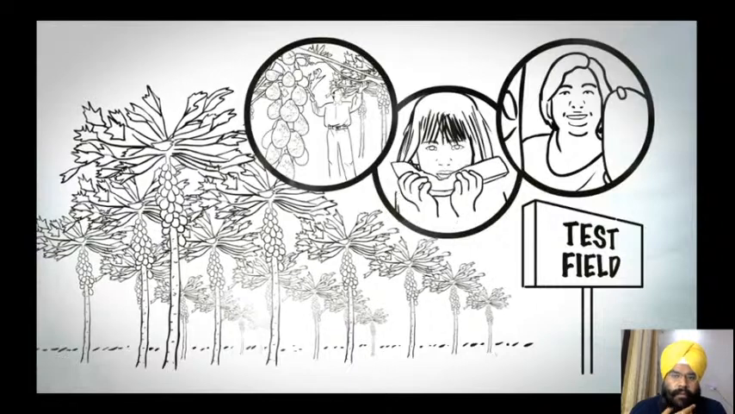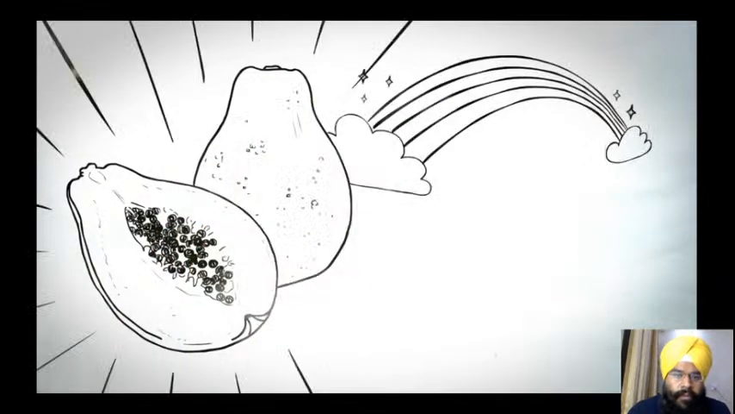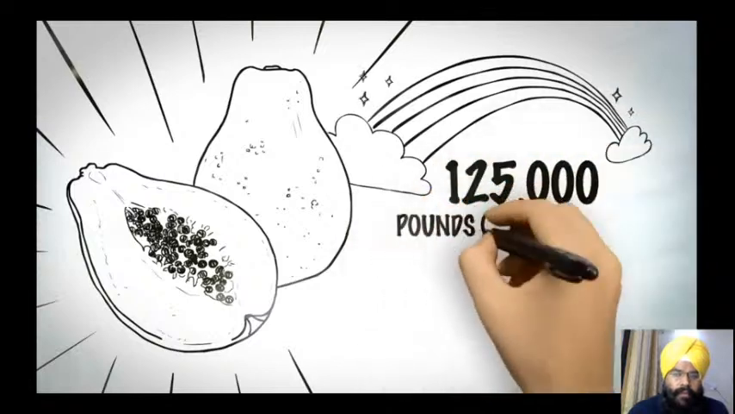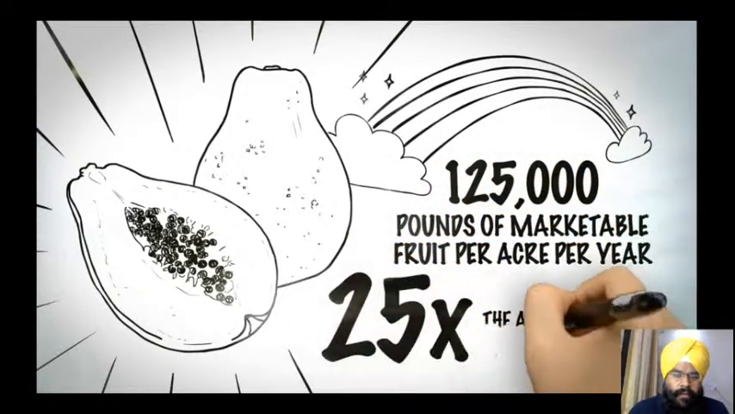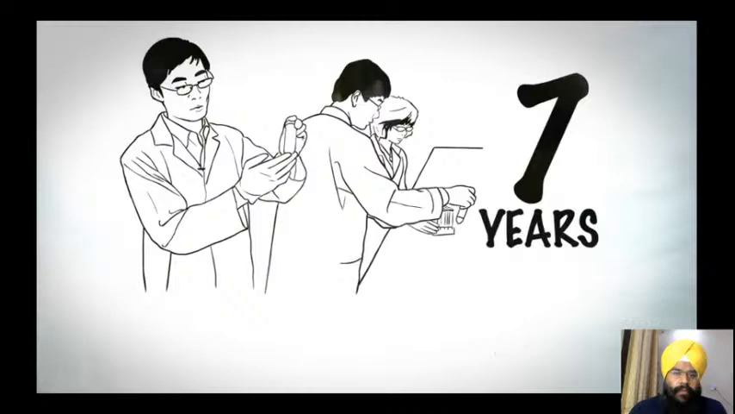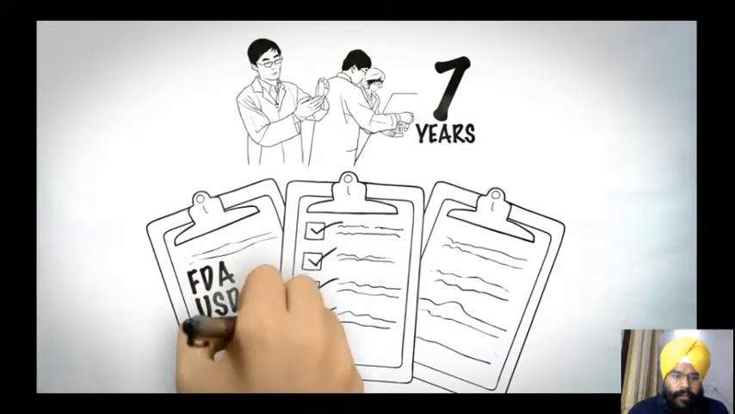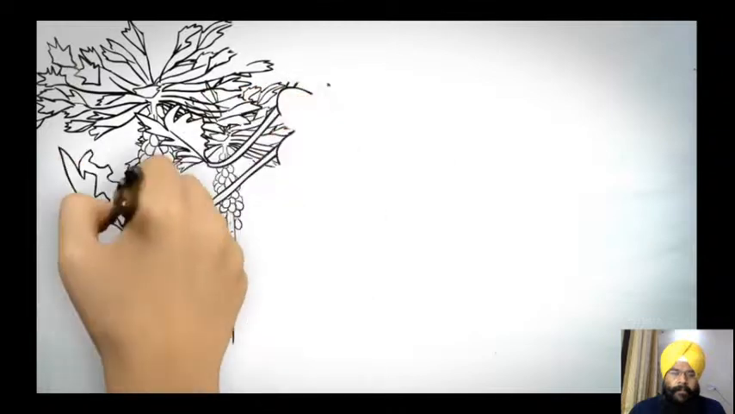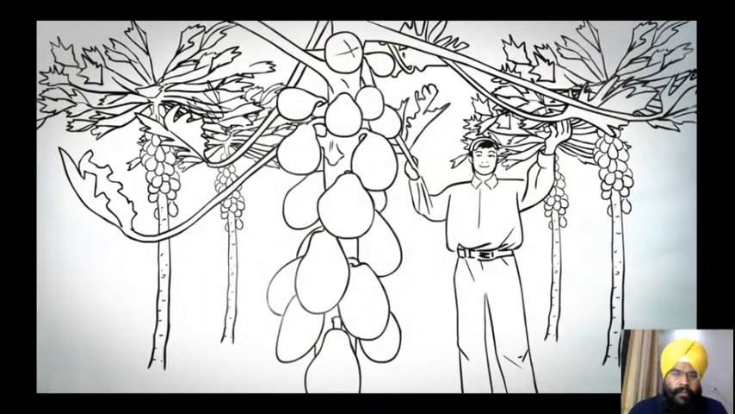Success was achieved. One variety of transgenic papaya, the Rainbow, yielded about 125,000 pounds of marketable fruit per acre per year, 25 times the amount of fruit produced per acre by a non-GM variety infected by PRSV. These tests took about 7 years, including food safety and environmental review by the FDA, USDA, and EPA. Once regulatory approval was gained, the Hawaiian farmers chose to start using the new papaya seeds.